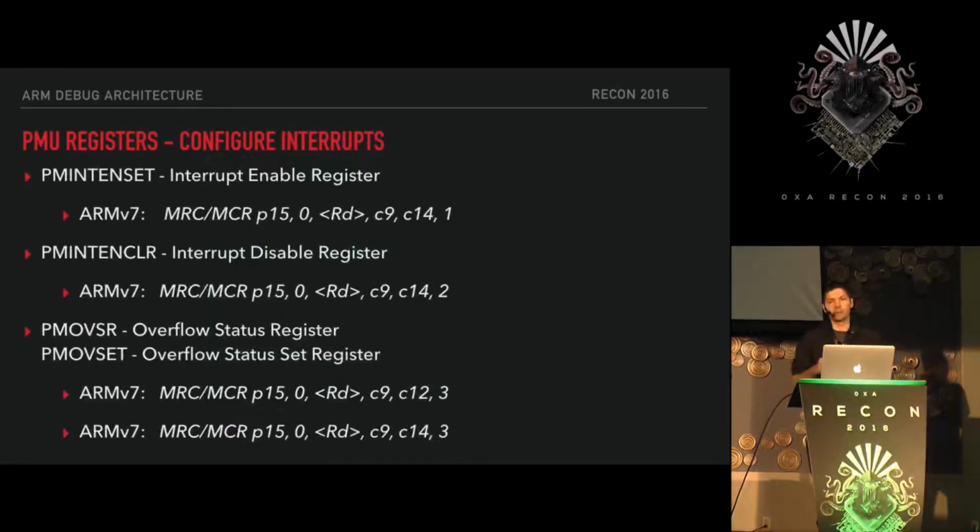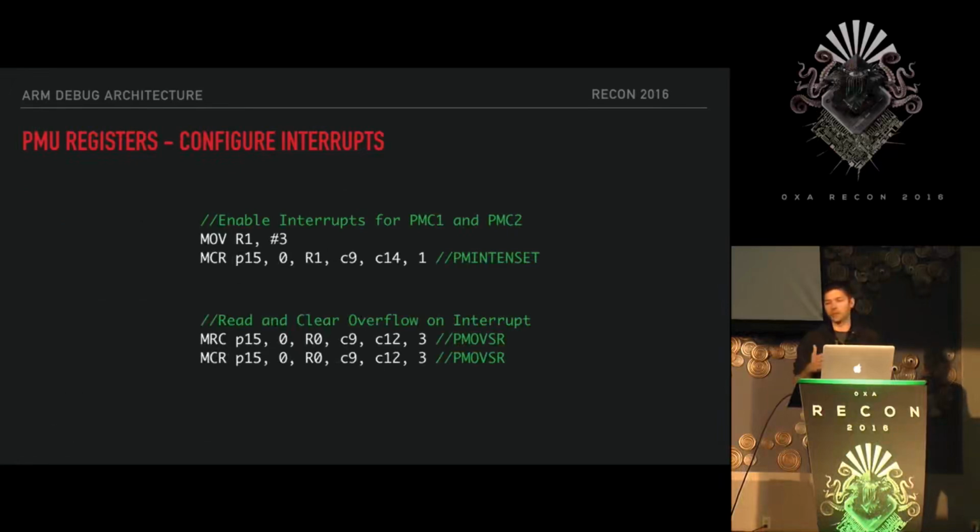So the other half of the PMU is interrupts. There are separate registers in ARM for enabling or disabling interrupts for a given counter. If we want to enable both counters 1 and 2, we write the value 3 to the interrupt enable register. And then on an interrupt, we have to query the overflow status register and clear it.